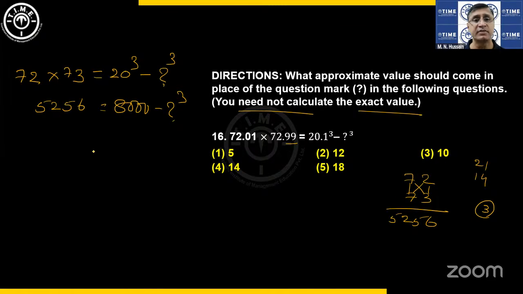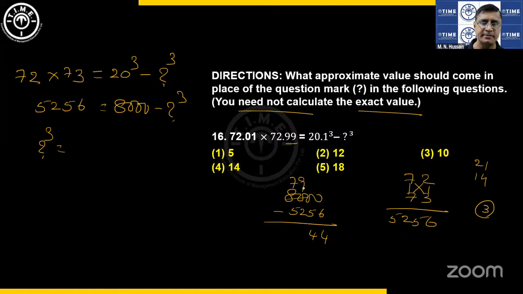By taking the question mark on one side, numbers on the other side. Now question mark cube is equal to 8,000 minus 5256. 100 minus 56, that is 44. Here 80 will become 79. So what is the result? 27. Now question mark cube is equal to 2744. Now 2744 is equal to 14 cube.